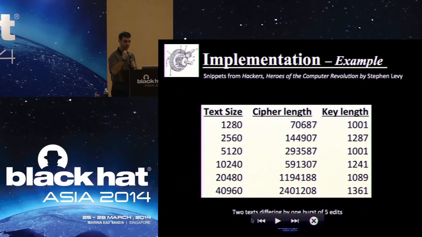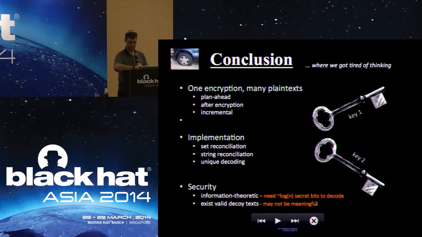Okay. We have some implementation details just to show you. I took Heroes of the Computer Revolution by Steven Levy, and looked at the text size, the cipher length, and the key length. And what you can see is that the key length doesn't grow very much, but the cipher length does. It's pretty big, at least in this implementation.